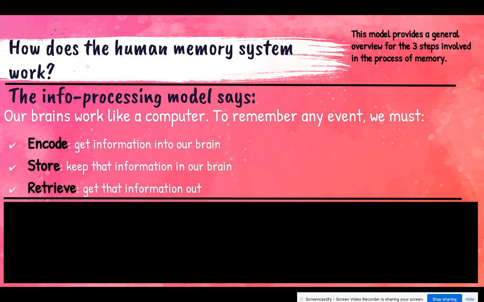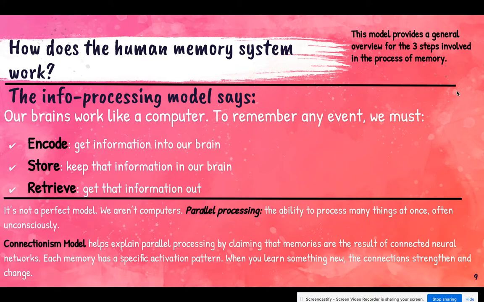So to encode means that we need to get information into our brain. Storage means we need to find a way to keep that information there. And then retrieval is we should probably get that information out, right? Because how would we know what we've learned or what we remember if it's stuck up there and we can't get it out? Now, in addition to the information processing model, there are a few considerations.